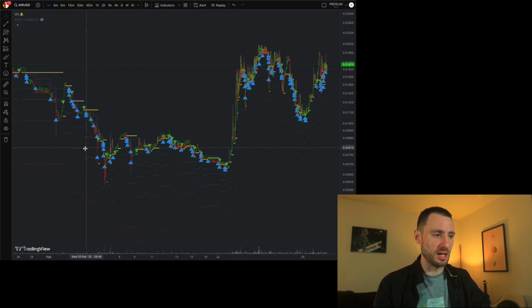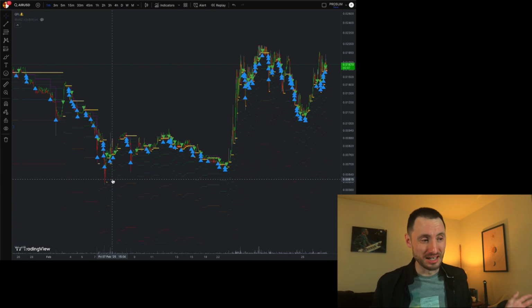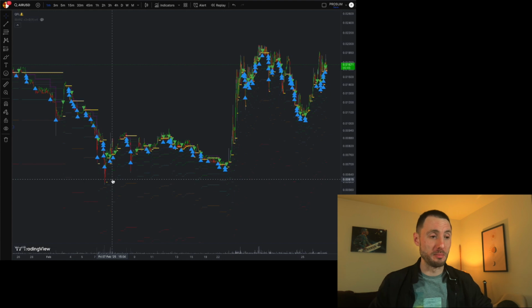And they saw this, and this is the Vinny QFL indicator by ProSum Solutions, and it is a paid indicator. I've said this a million times. It used to be free. Now they're charging for it, and rightly so, because it's amazing.